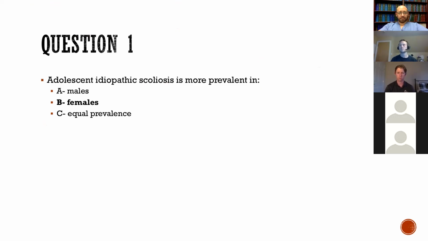So we mentioned earlier, there's a higher predominance in females. In the curves that are around 10 degrees, it's 4 to 1. And in the curves that are between 30 and 40 degrees, so the larger curves, the ratio is about 10 to 1. So females get this a lot more.